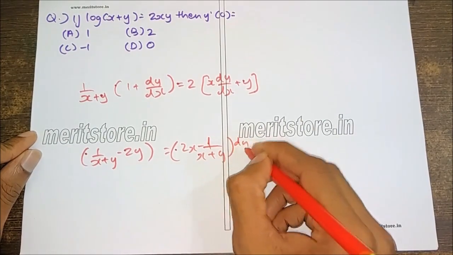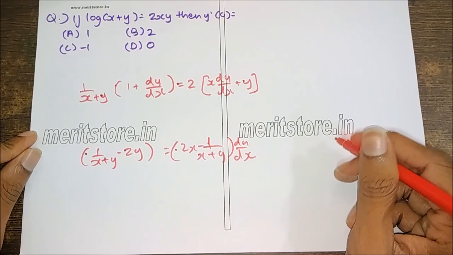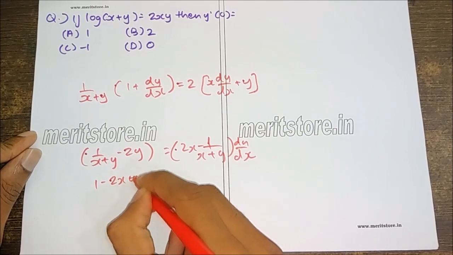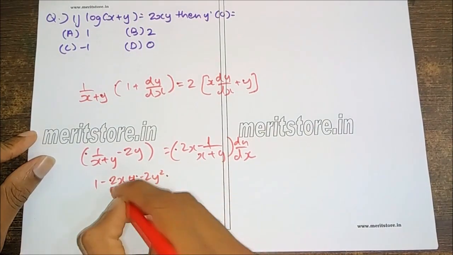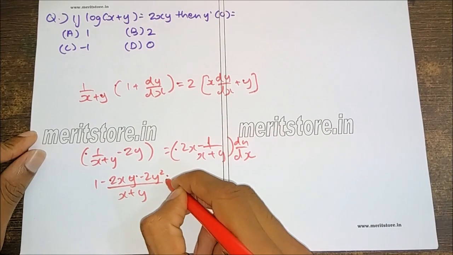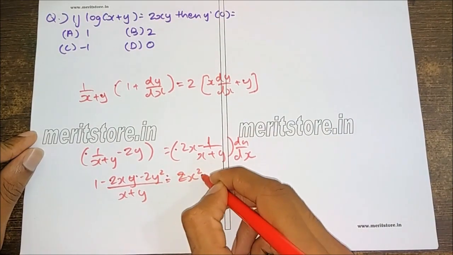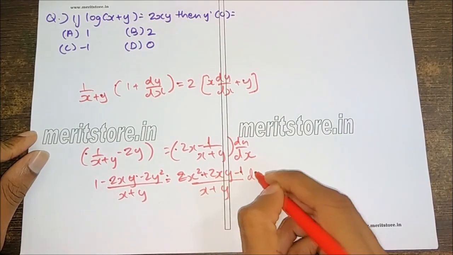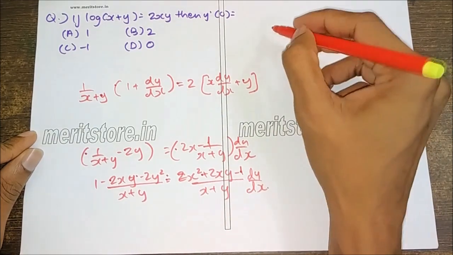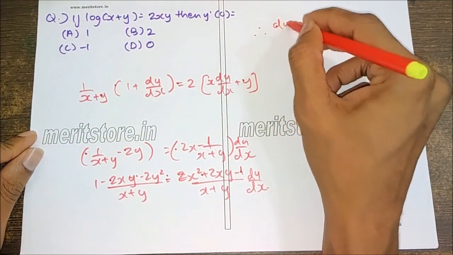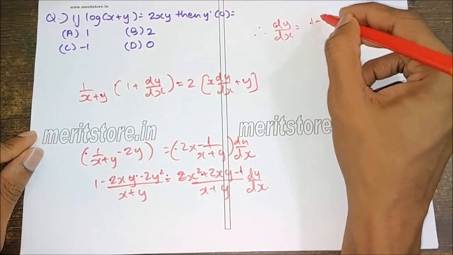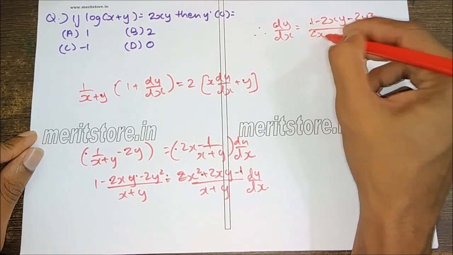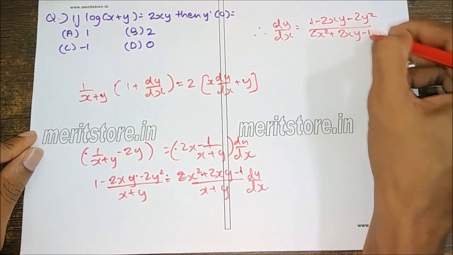(1 plus x plus y) minus 2y is equal to (2x minus 1 upon (x plus y)) dy by dx. So we rearrange and solve this, and we get (1 minus 2xy minus 2y square) upon (x plus y) equal to (2x square plus 2xy minus 1) upon (x plus y) dy by dx. Solving this further, we find the value of dy by dx, that is, dy by dx is equal to (1 minus 2xy minus 2y square) upon (2x square plus 2xy minus 1).